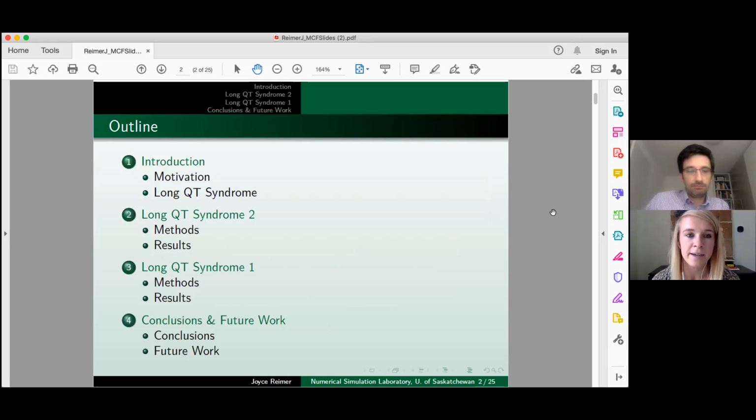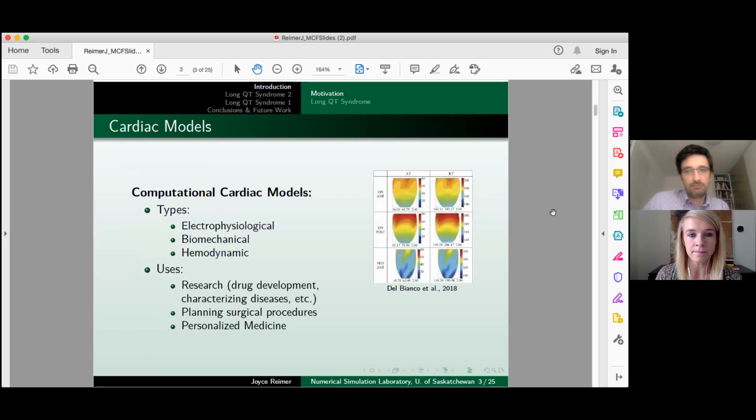So here's an outline of what I'll cover. I'll give you some motivation and background as to why we are studying long QT syndrome. Then I'll present our simulations of long QT syndrome 2, followed by long QT syndrome 1, and then I'll finish with some conclusions. I'm sure you're familiar by now with computational cardiac models, but there are a few different types: electrophysiological, biomechanical, and hemodynamic. We're mainly focused on electrophysiological models for now.